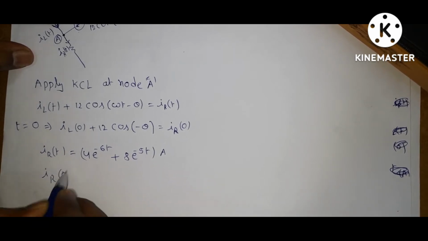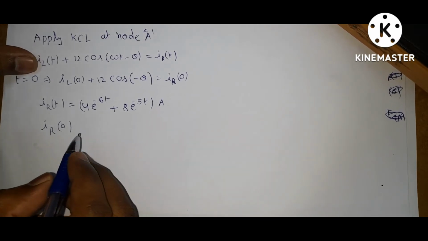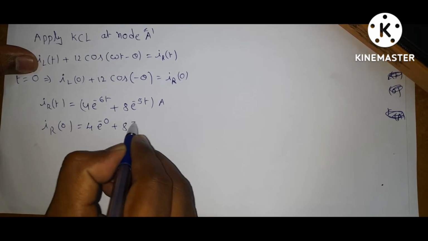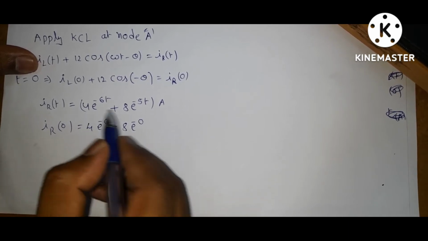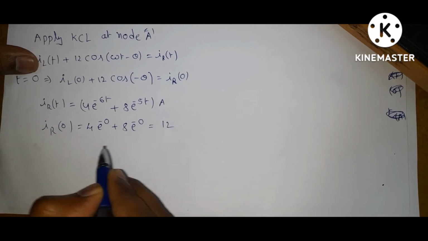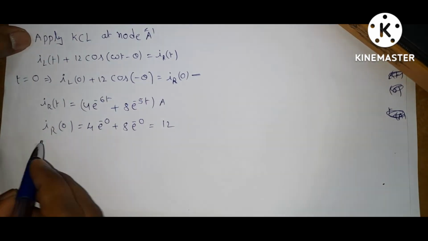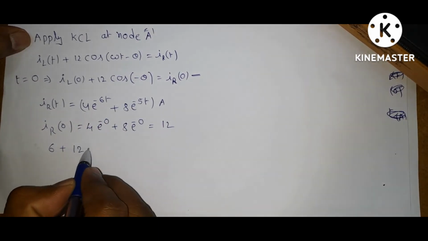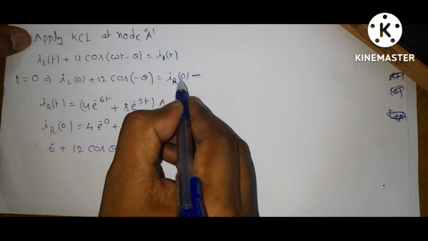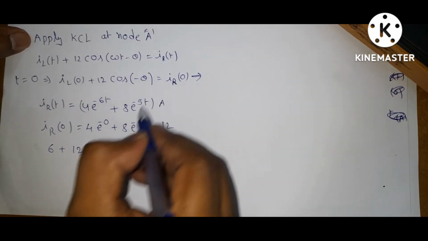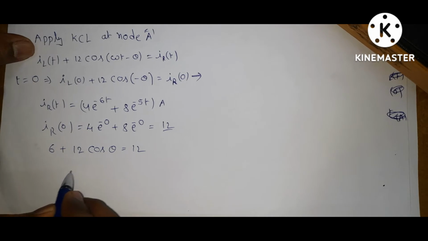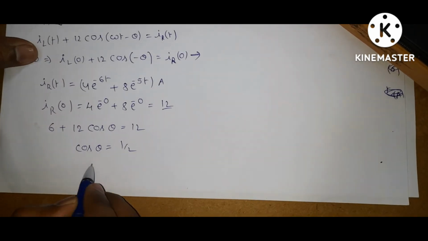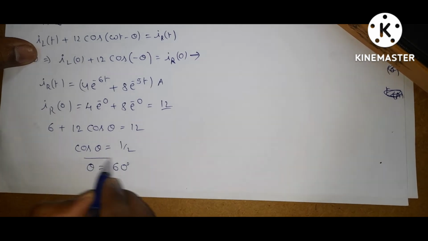So what is IR of 0? IR of 0 is equal to 4 into e power minus 0 plus 8 into e power minus 0. So e power 0 is 1. So you will get 12. From this expression, IL of 0 is 6 plus 12 into cos of minus theta, which is cos theta. IR of 0 means 12. So from this, what is cos theta? Cos theta is equal to 1 by 2. Theta is equal to 60 degrees.